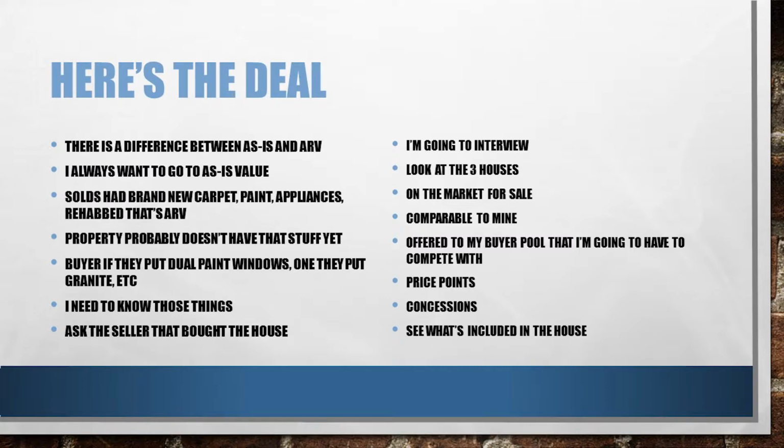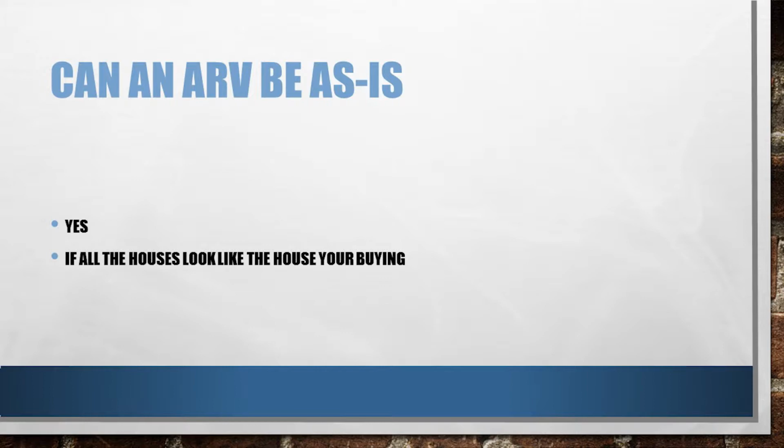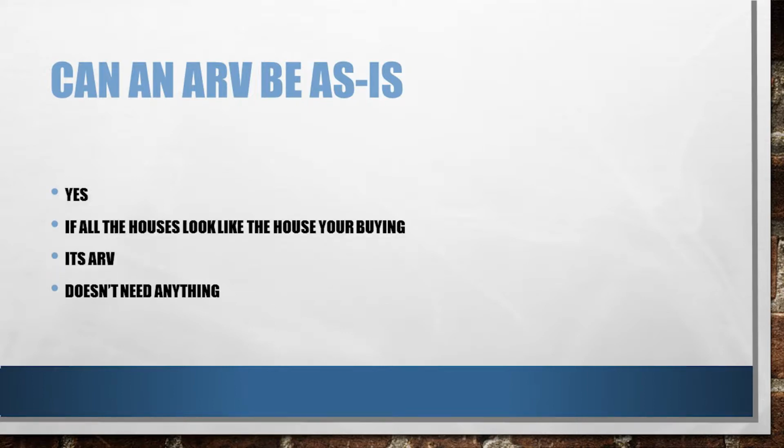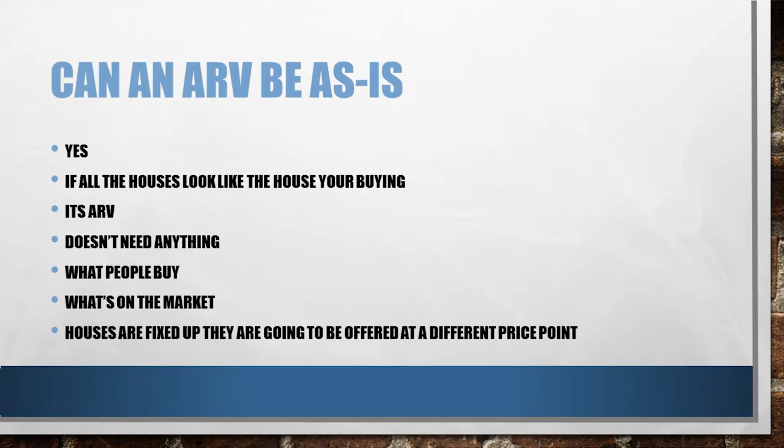Now, here's the question. It's a big question, not like a huge question, like where'd we come from? God, in case anybody didn't know. There's a question about, can an ARV be as is? Yes. If all the houses look like the house you're buying, it's ARV, after repair, because it doesn't need anything. It fits. It's what people buy. It's what's on the market. But if all the houses have, or 2/3 of the houses, or 3/4 of the houses, or half the houses are fixed up, they're going to be offered at a different price point than the ones that aren't fixed up.